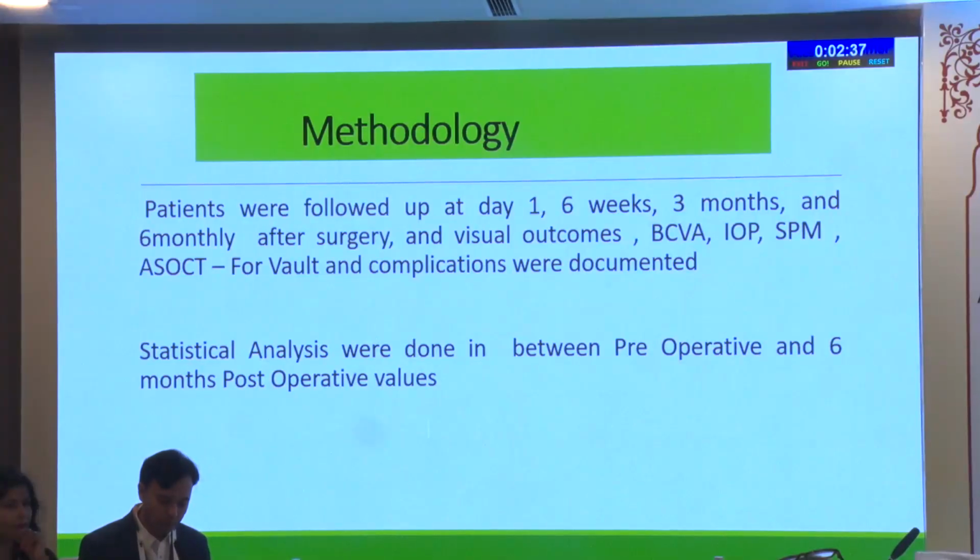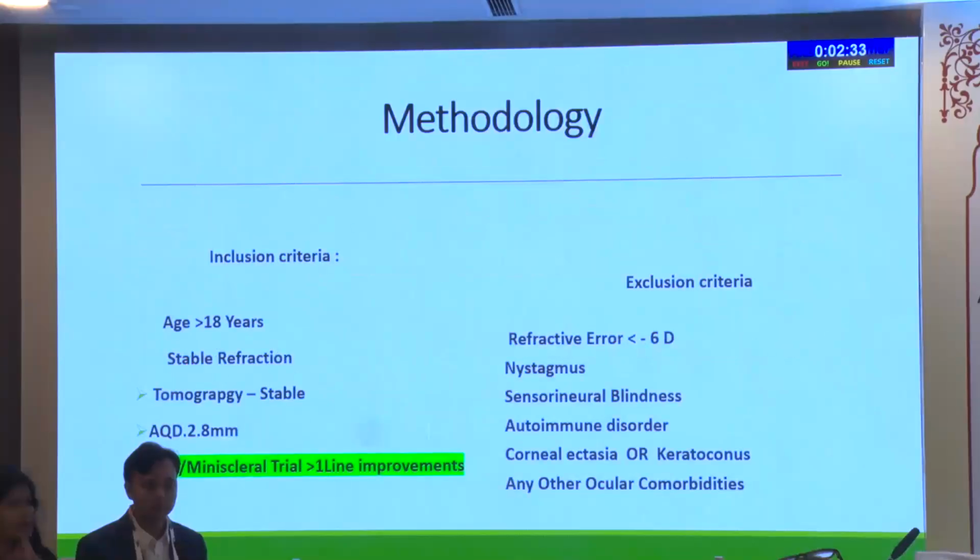Statistical analysis was done between the pre-operative value and the 6-month post-operative value. The inclusion criteria were age more than 18 years, stable refraction, stable tomography, and acuity of 2.8. Before surgical intervention, we did an RGP and meniscal trial, and when there was a one line improvement, that means the patient has visual potential, and we took the patient for surgery. Exclusion criteria: refractive error less than -6, nystagmus, sensory blindness, autoimmune disorder, corneal ectasia, and any other ocular comorbidities.